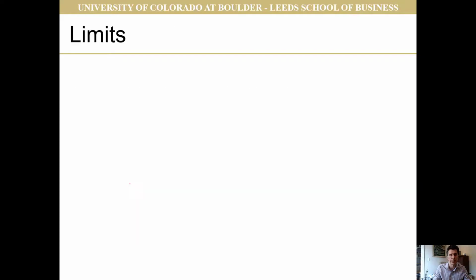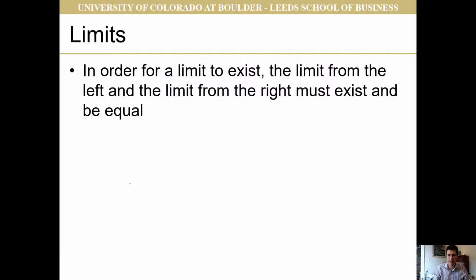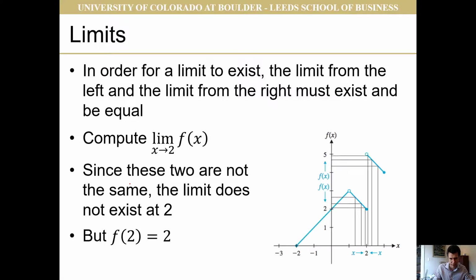Now, in order for a limit to exist, the limit from the left and the limit from the right both must exist, and they must be equal. Now, there are plenty of functions for which that's not true. So we want to try to compute the limit as x goes to 2 of f of x. So as x goes to 2 from the left, we can see we're following this function here. This blue line here goes up, and then it goes back down, and the limit from the left is 2.